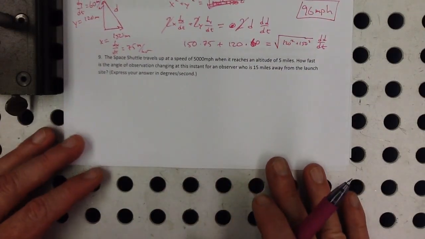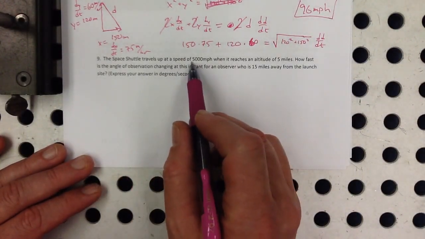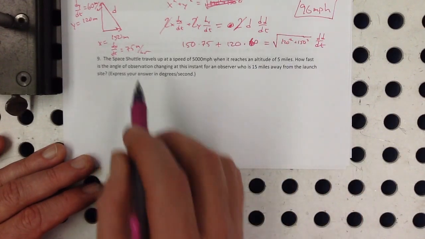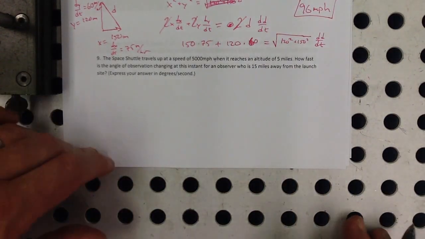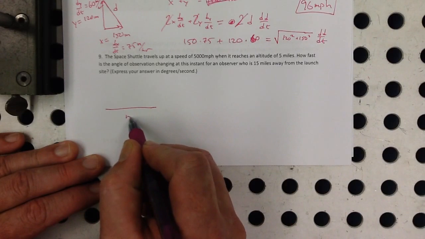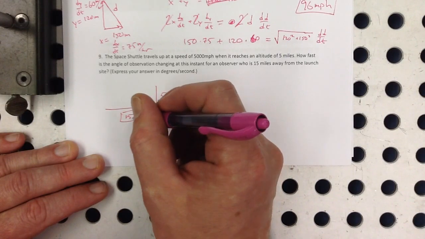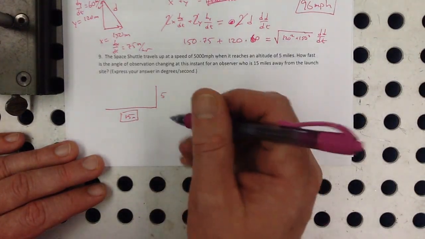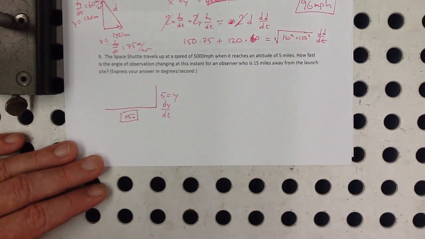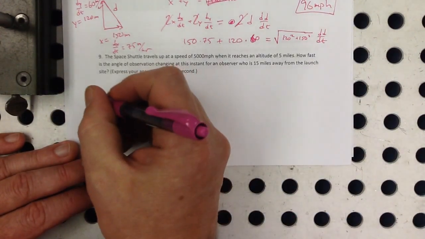And last one. This is similar to 6, I think. A space shuttle travels upward at a speed of 500 miles per hour when it reaches an altitude of 5 miles. How fast is the angle of observation changing at this instant for an observer who's 15 miles away from the launch site? So 15 miles away from the launch site. It's at an altitude of 5 miles. This is constant. This is changing, so that's dy/dt. That's like your height, y. And again, we want this sighting angle, which is changing.